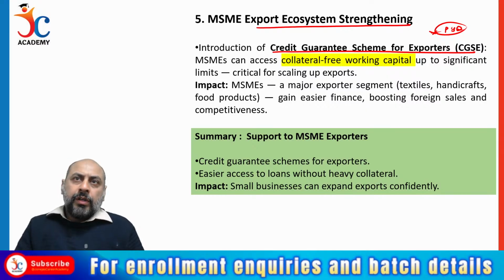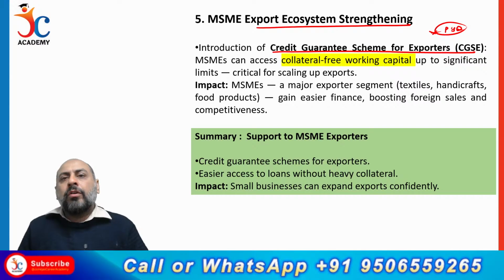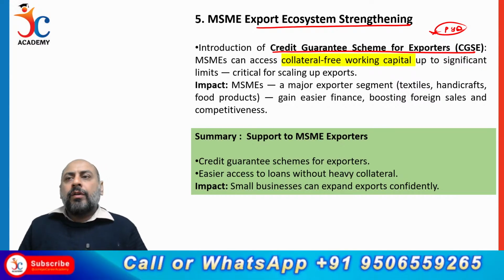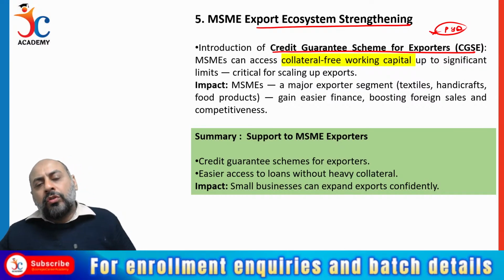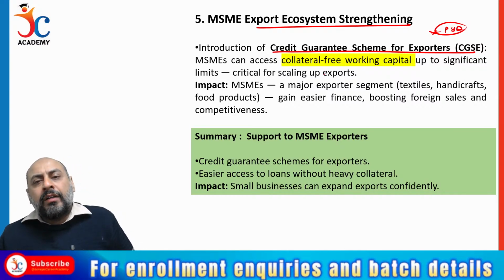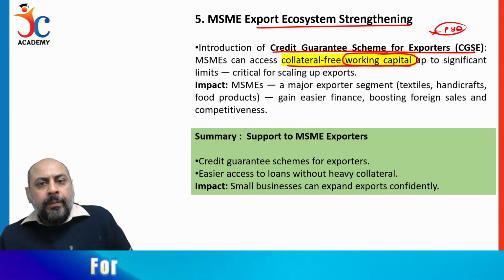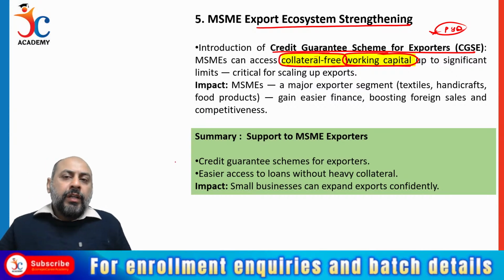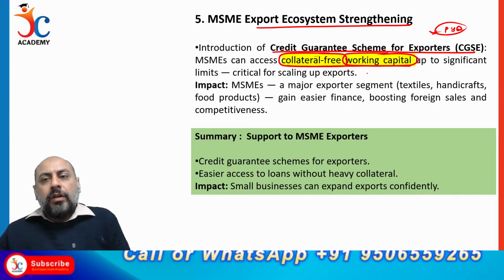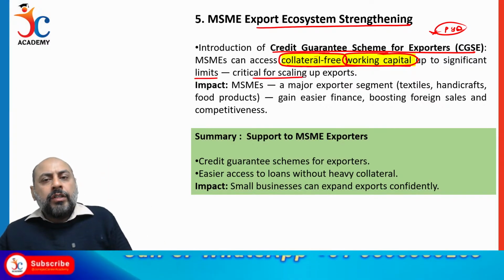Suppose there is an exporter who wants to export something and is falling short of some money. So he wants some working capital or a certain loan, and you will be supporting him. Those loans and that working capital will be collateral free. Collateral free working capital means that in case an exporter needs working capital, we will help him without any guarantee or security against those funds. It is up to a certain limit, but critical for scaling up exports.